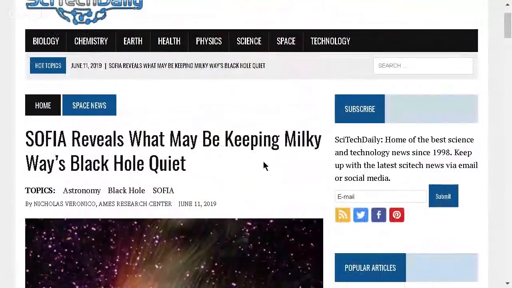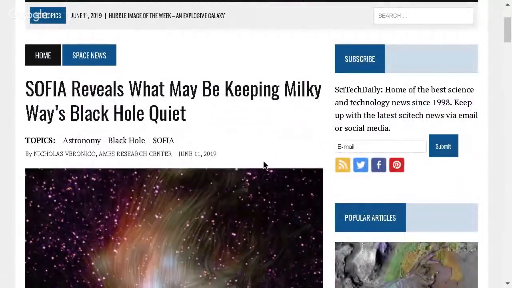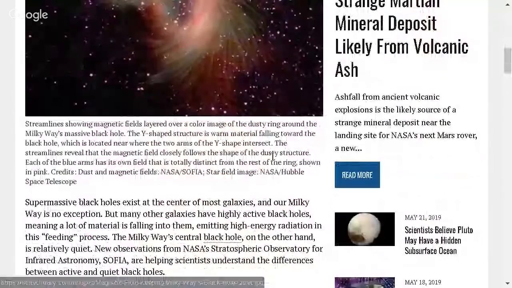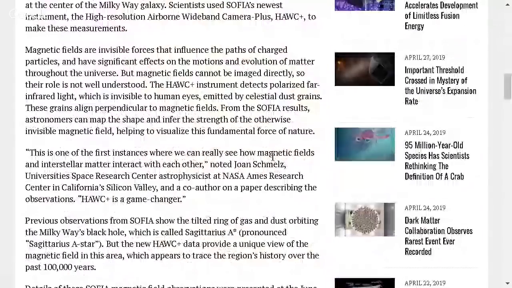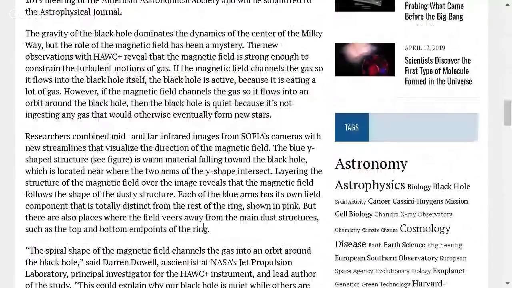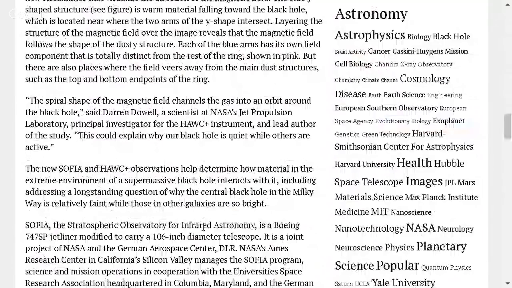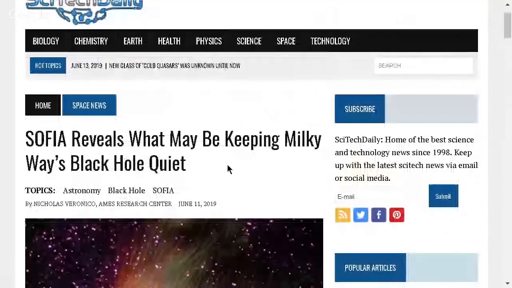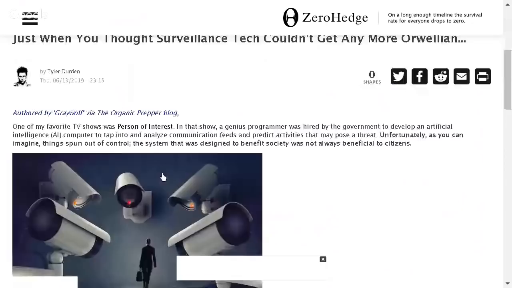Now, let's look at an article on SciTech Daily. Links in the description of this one. Also, for further reading, SOFIA reveals what may be keeping Milky Way's black hole quiet. And it's a bunch of dust. And challenging cosmology, yes. As astrophysics gets rewritten, I welcome you to the Neo-Renaissance, as we're starting to understand how this stuff really works. And it takes a while for folks to get it. So check out the article.